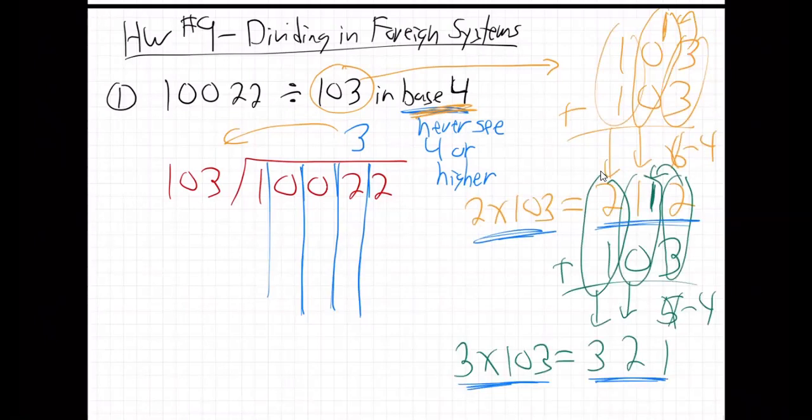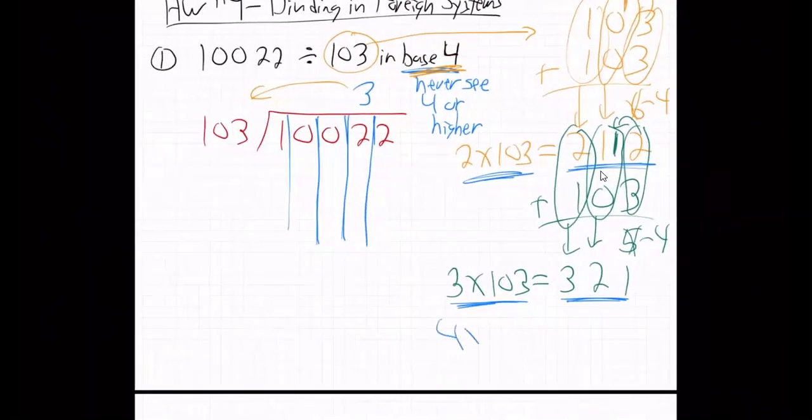Hey, why am I going to stop there? Why don't I go on to do the next one? Why don't I add another 103 and find out what 4 times 103 is? I'm not going to. Why not? Why don't I need 4 103s? Because we're only trying to figure out the 3.